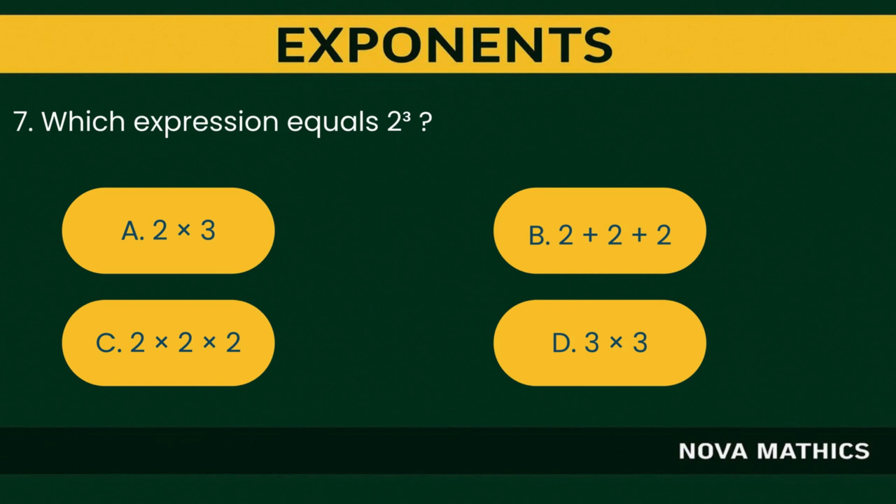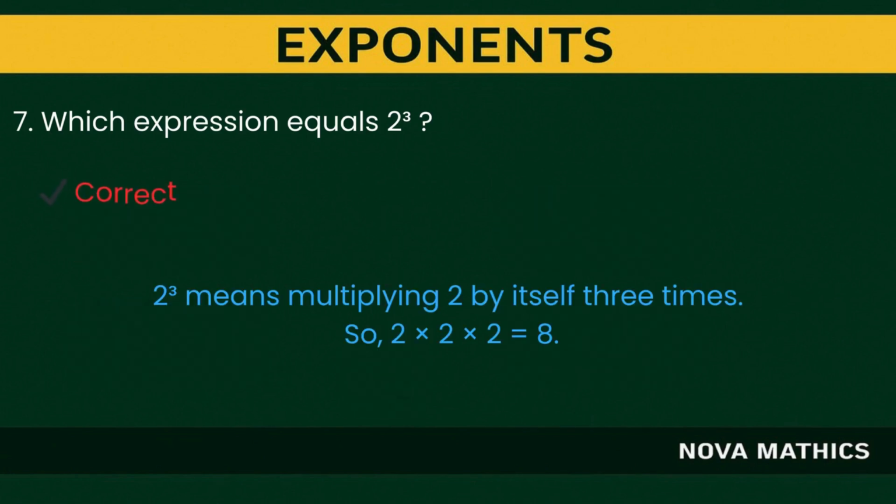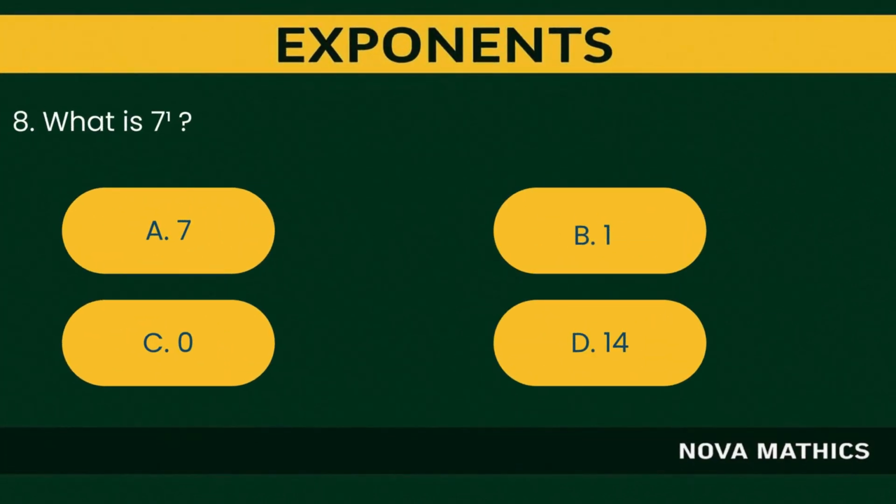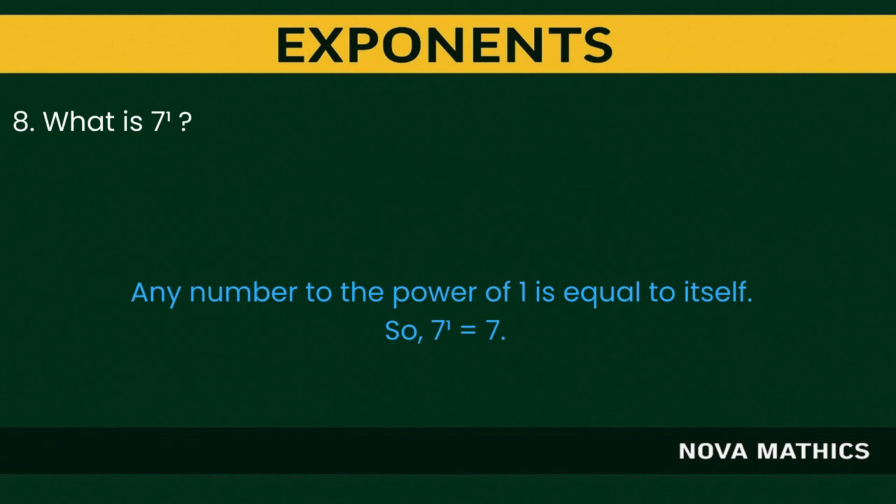7. Which expression equals 2 to the power of 3? Correct answer is C. 2 to the power of 3 is 2 times 2 times 2, which equals 8. 8. What is 7 to the power of 1? Correct answer is 7. 7 to the power of 1 is just 7.